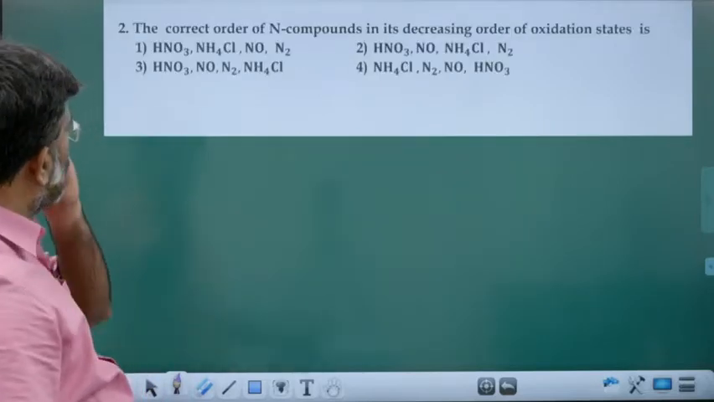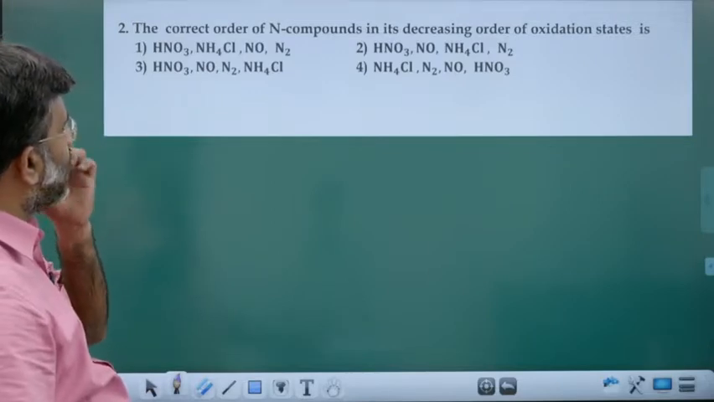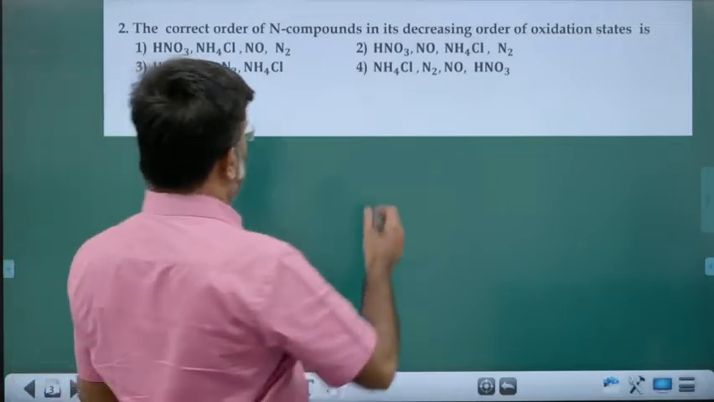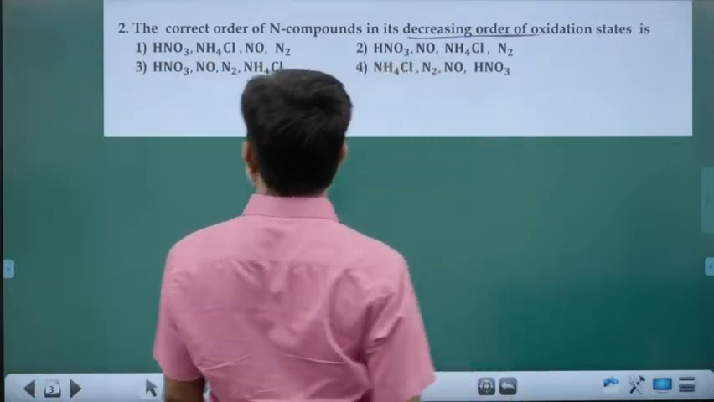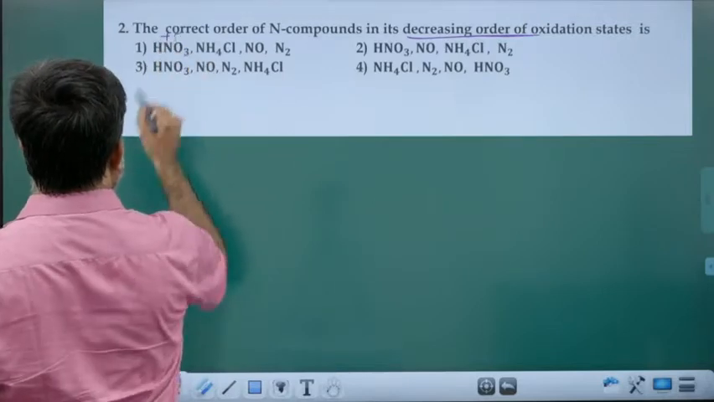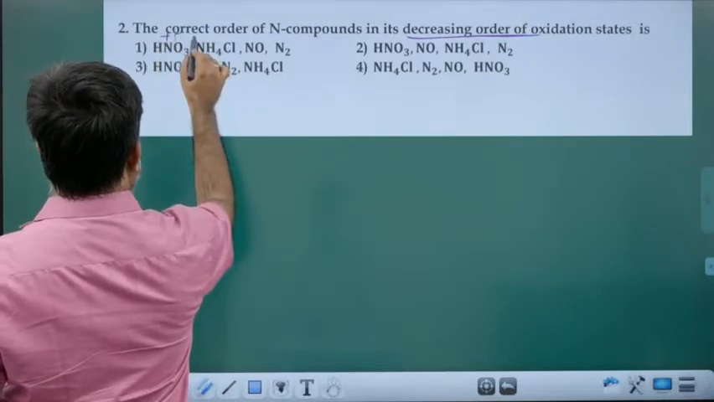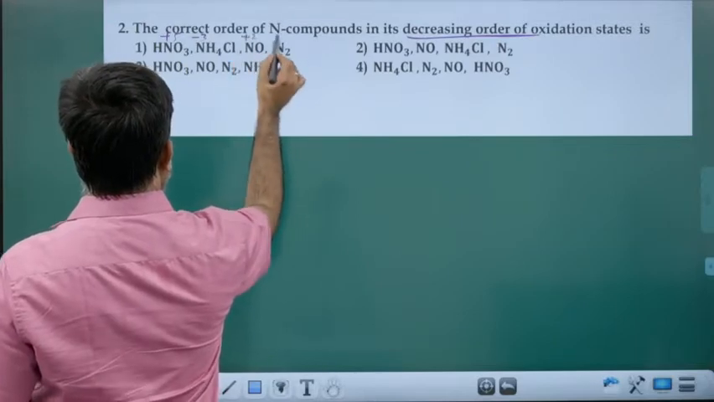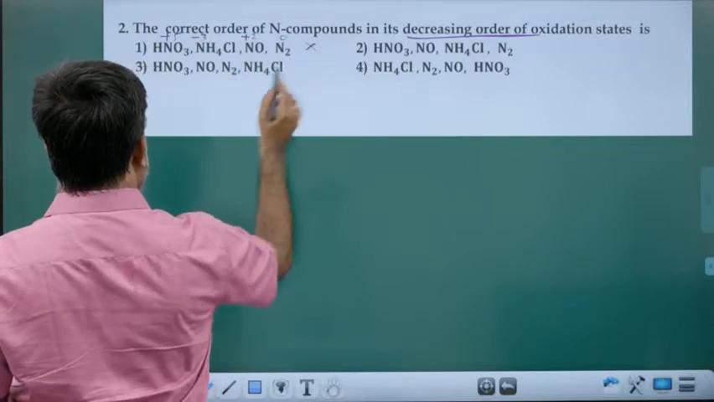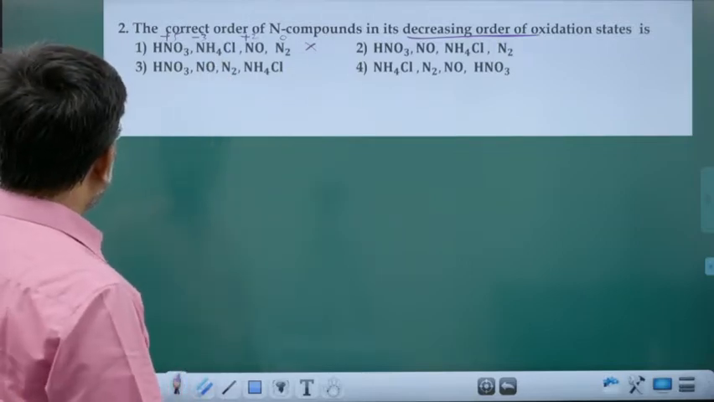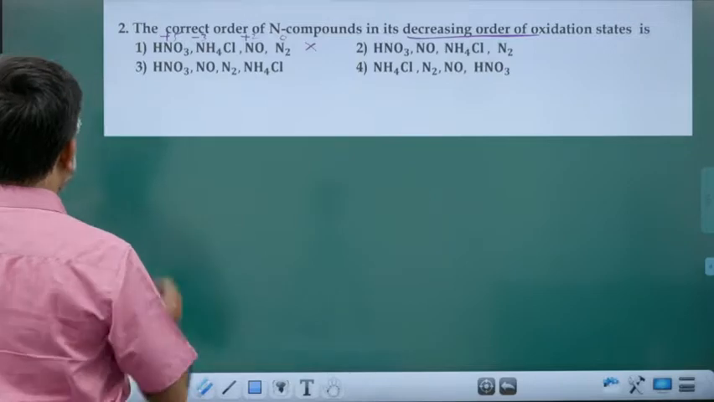The correct order of nitrogen compounds in decreasing order of oxidation state. Decreasing order, that is maximum to minimum. Here it is plus 5, here it is minus 3, here it is plus 2 and 0. The order is wrong. Decreasing order, and the answer is option 3.